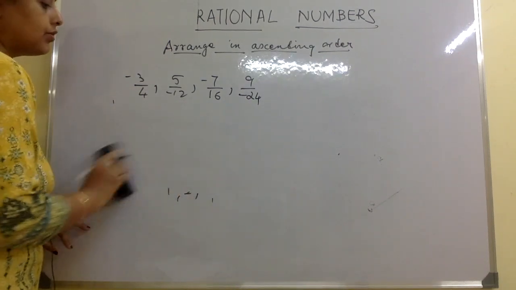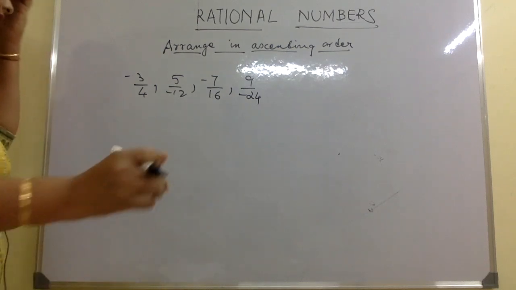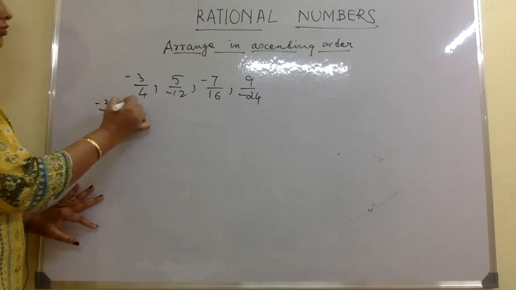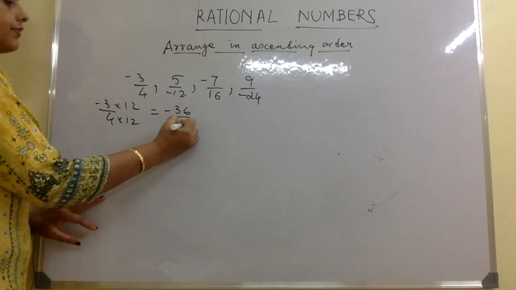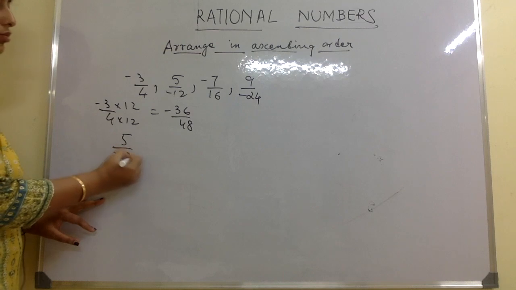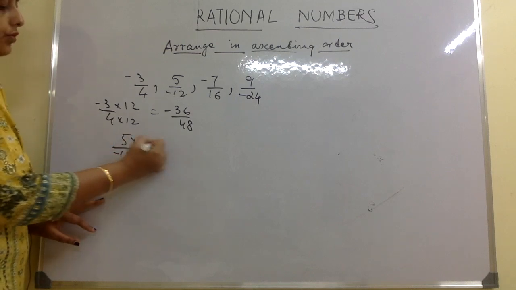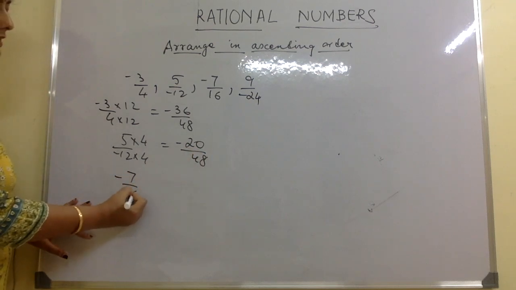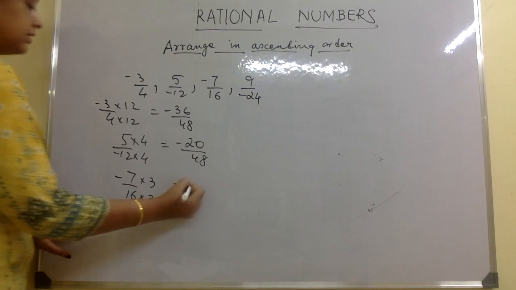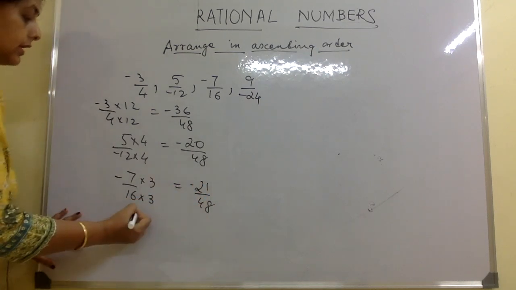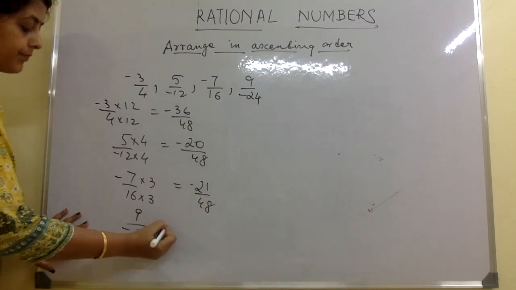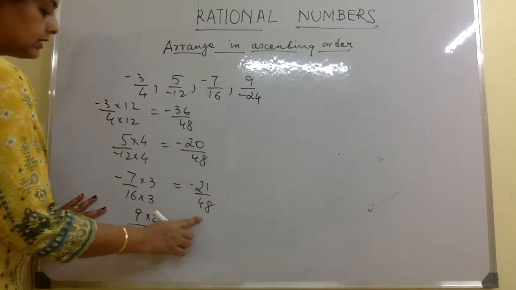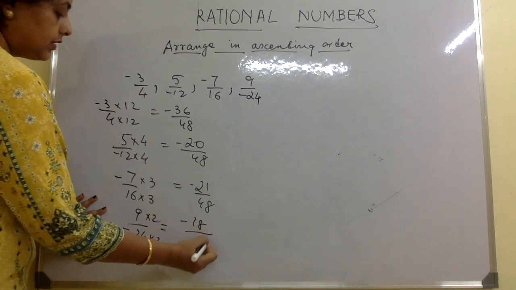I'll start my sum now, converting them to like fractions. Minus 3 by 4 into 12 into 12, that is minus 36 by 48. 5 by minus 12 into 4 into 4, that is minus 20 by 48. Then minus 7 by 16 into 3, that is minus 21 by 48. 9 by minus 24 into 2, that is minus 18 by 48.